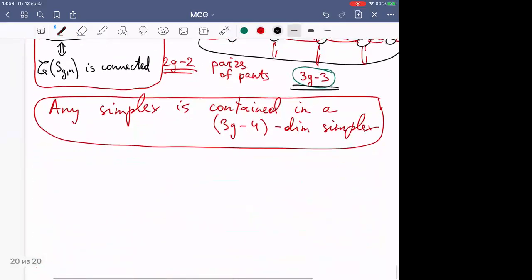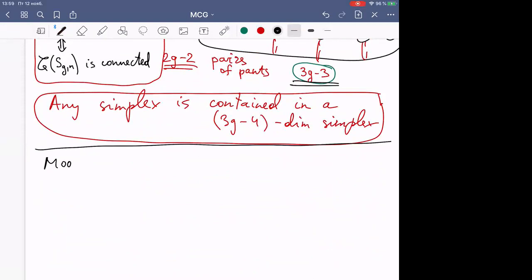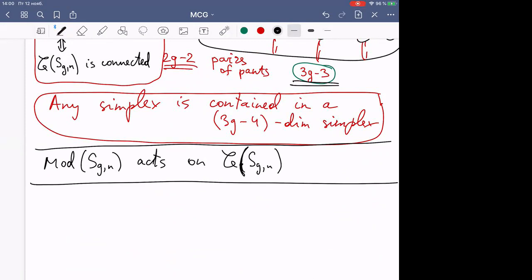Of course, the mapping class group acts on this complex. The mapping class group takes any essential simple closed curve to another essential simple closed curve, and of course, any mapping class takes disjoint simple closed curves to disjoint simple closed curves. So it acts by isomorphisms, not only by continuous mappings, but actually by simplicial isomorphisms.